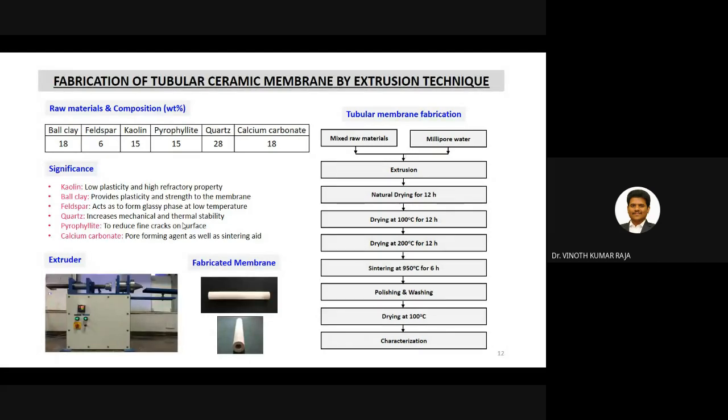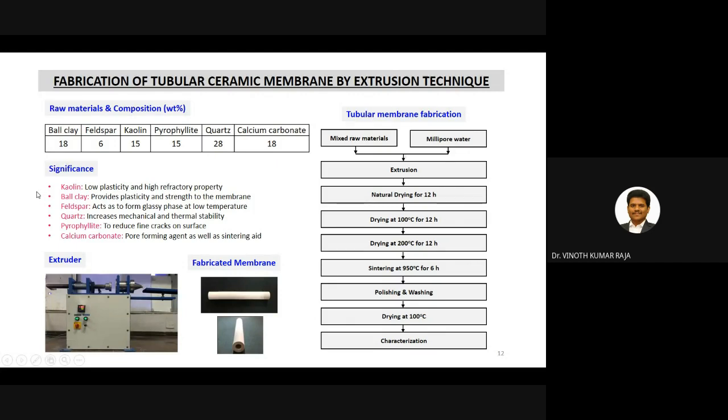One of our objectives was to reduce the price of the membrane, and also we can utilize our natural resources by using local clay material. That is also one of the reasons to choose such materials. These raw materials are mineral grade and obtained in the vicinity of Kanpur. The optimal compositions were arrived at by the trial and error method. I have provided the significance of each material here.